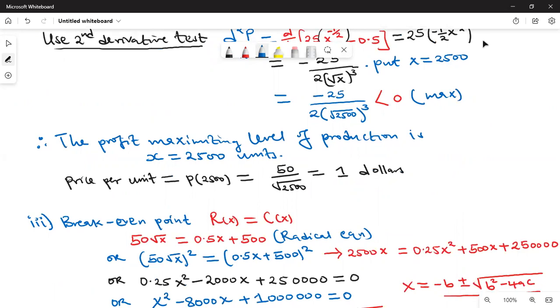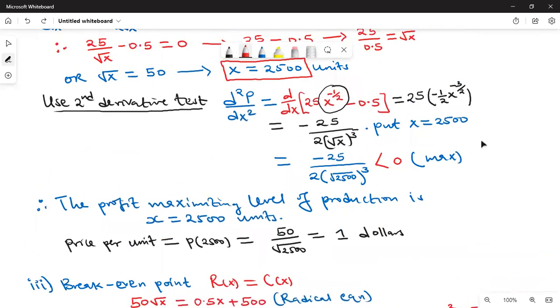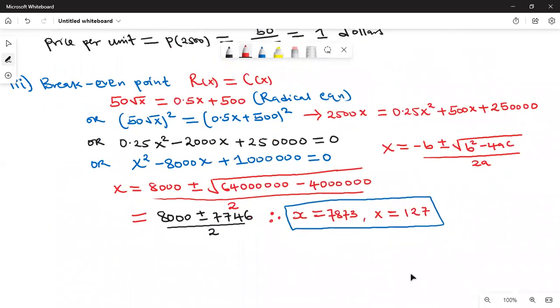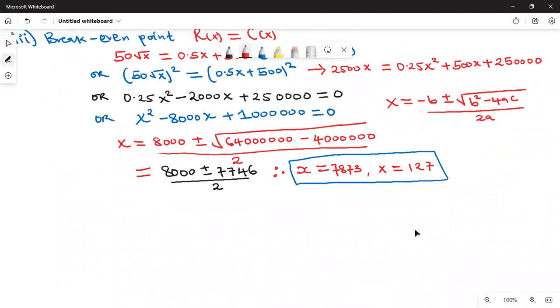Look at our second derivative of the profit function. This is what we got. Let me circle it. You see what we got? This one. So that is what you're going to equate to 0 and then solve for x. No, it was not that. The one before we substitute for x. Which one was it? It is this. This is what I'm interested in, before you substitute for x. So that's negative 25 over 2 root x cubed. We equate that to 0 to get the point of diminishing returns.